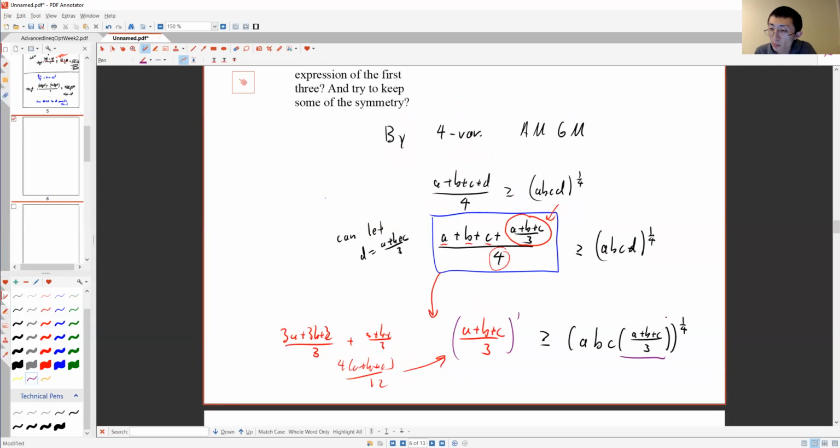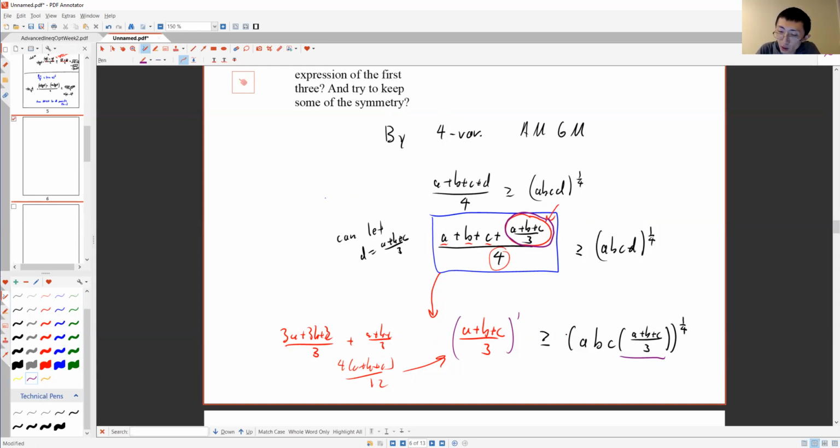Someone suggests applying AM-GM to this thing. That's a good thought, and I've gone down that rabbit hole before, but I think we don't even need to do anything extra. If you do that, that's fine. But here, let's just see what happens when we cancel, right?